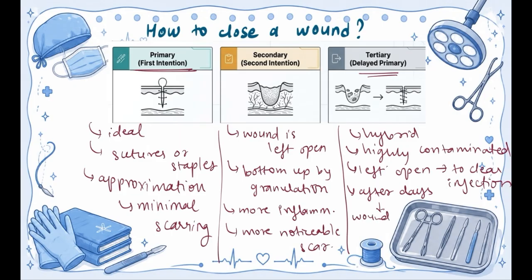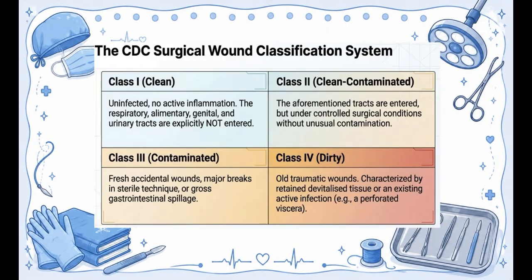To make these closure decisions safely, wounds are evaluated on a spectrum of severity. We use the CDC classification system. A Class 1 clean wound has no active inflammation. It strictly avoids the respiratory or digestive tracts. A Class 2 clean contaminated wound does enter those internal tracts. However, it does so under highly controlled surgical conditions.